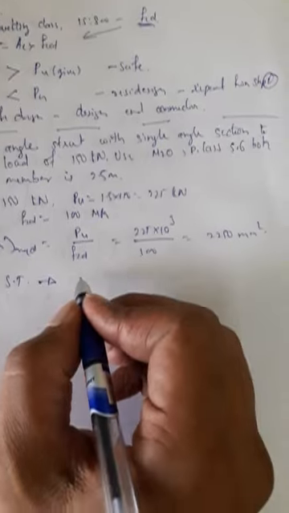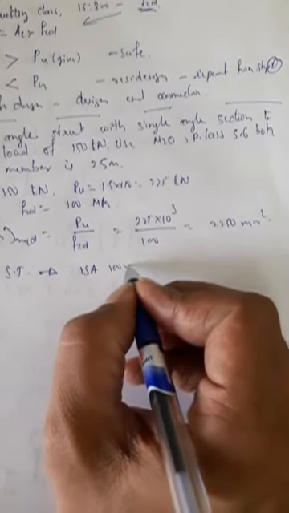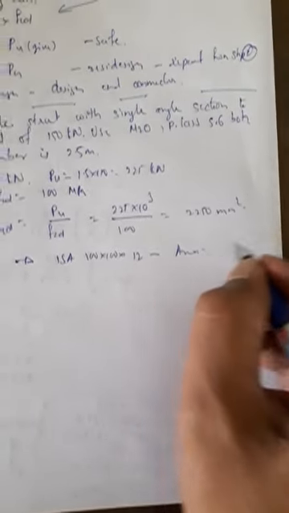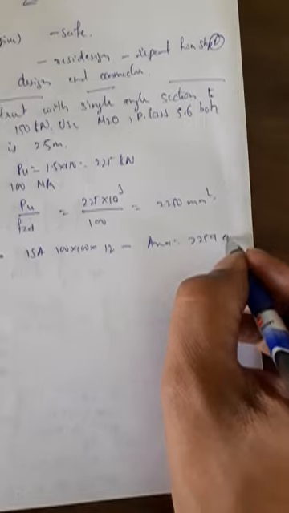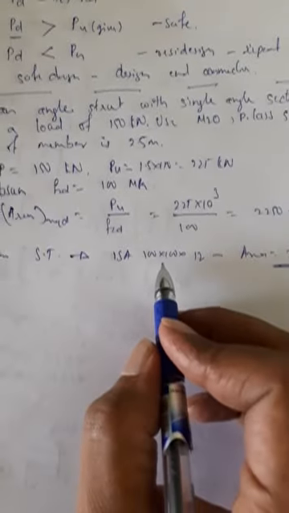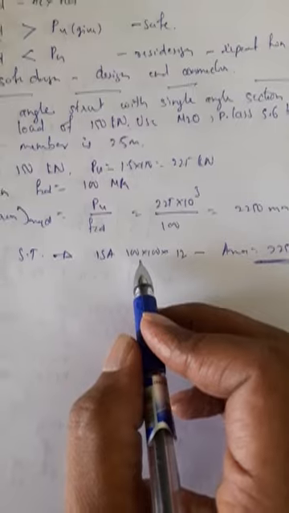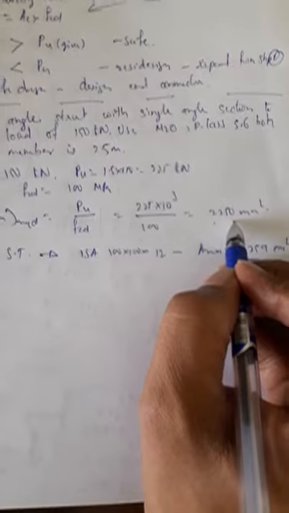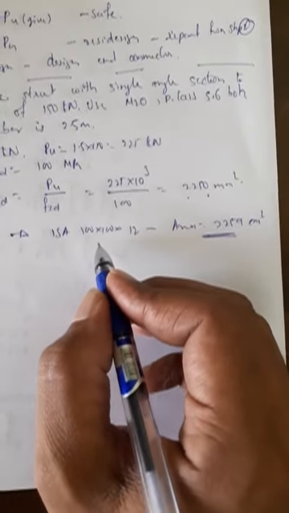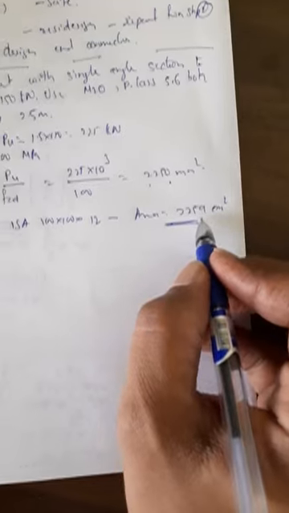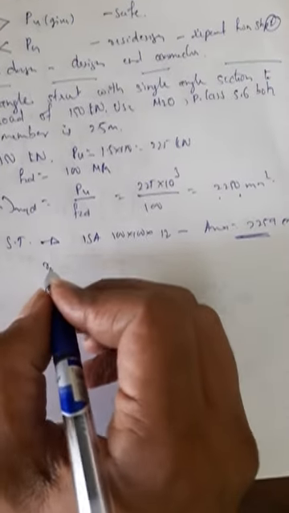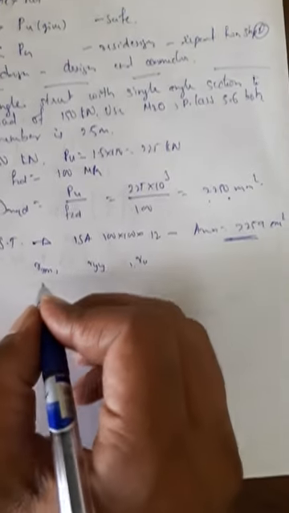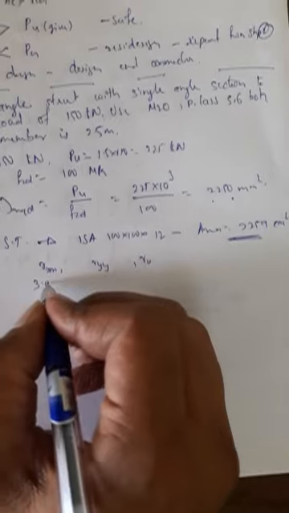Now if you go through the steel table, you will find that ISA 100 by 100 by 12, its area is 2259 mm square. So you should choose an angle section such that its cross-sectional area should be little greater than area required. This is the condition. Now I have chosen ISA 100 by 100 by 12. Its area is 2259. For this, write RXX, RYY, sorry, RXX, I'll write the value. It is 3.03.